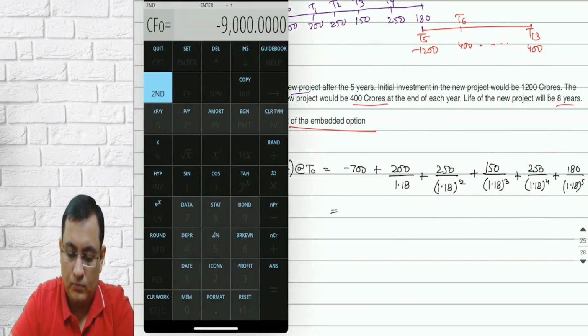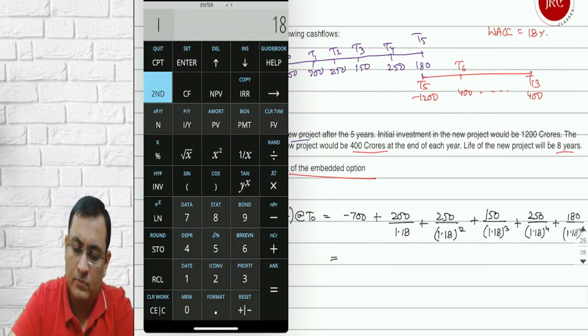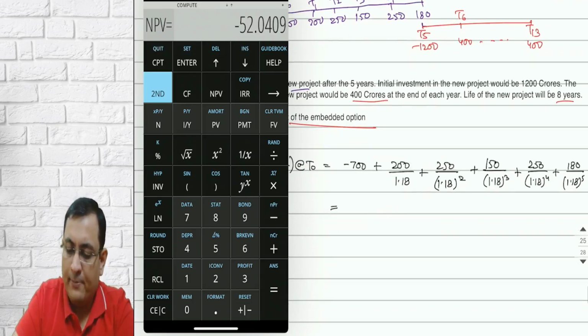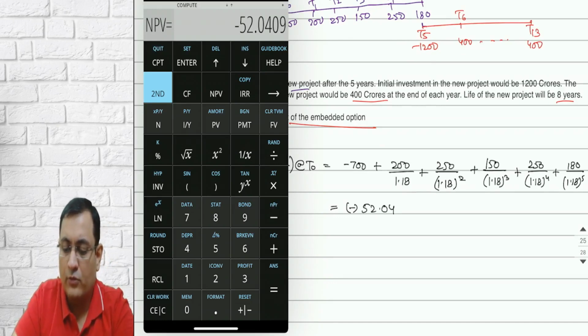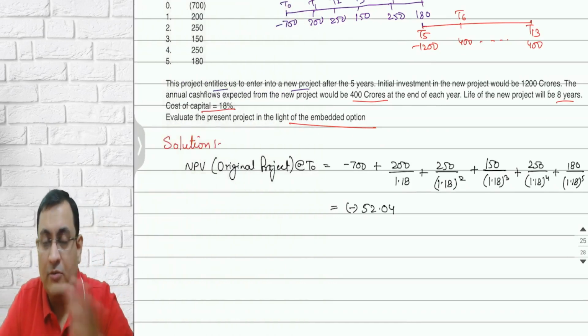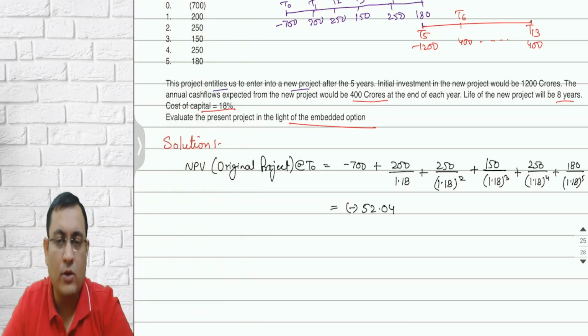So 700 negative, 200, 250, 150, 250 and 180. Discounting rate is 18%. The base NPV of the first project in isolation is negative 52.04 crore. It means if there is no embedded option attached to this, we will reject the original project itself.